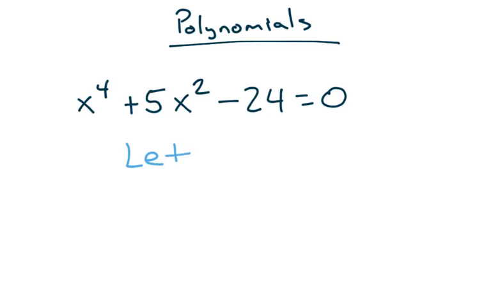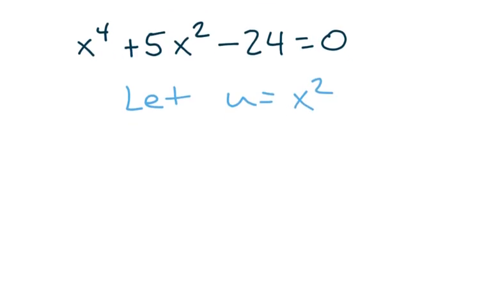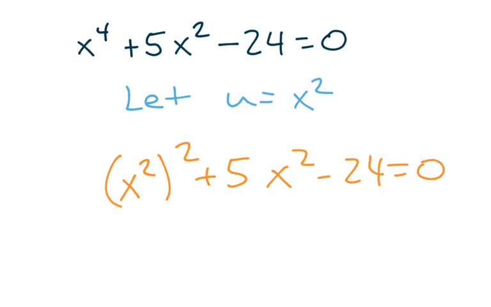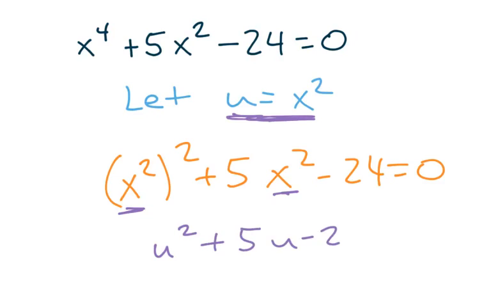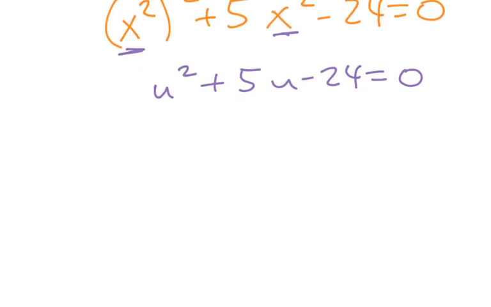Okay, so here I'm still going to do some u sub. I'm going to say let u equal x squared. Again, the reason I do this is because x to the fourth is really x squared squared, plus 5x squared minus 24 equals 0. In other words, if u is x squared, then every x squared can be replaced by u. So now I have u squared plus 5u minus 24 equals 0. And we're back to algebra 1, and we just factor this out.